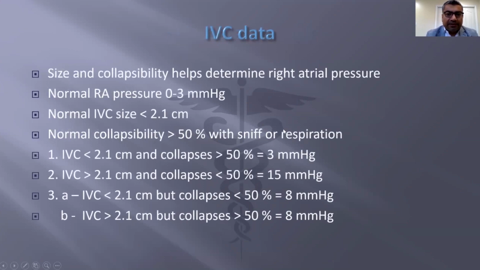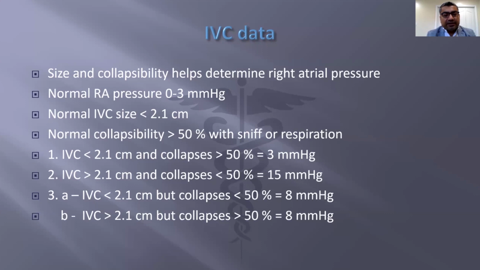So based on IVC data, there are many different papers that came out in the cardiology field, especially to see what imaging of IVC would suggest. The main thing is the size and collapsibility help determine the right atrial pressure. The normal RA pressure is 0 to 5, but mostly 0 to 3 millimeters of mercury. When you have more than that, it means there is an increased right atrial pressure, which means the right ventricular filling pressure went up as well.